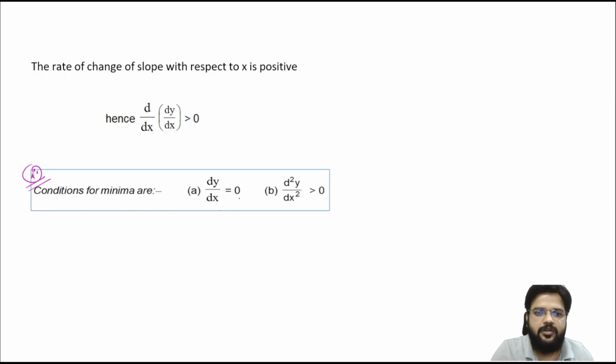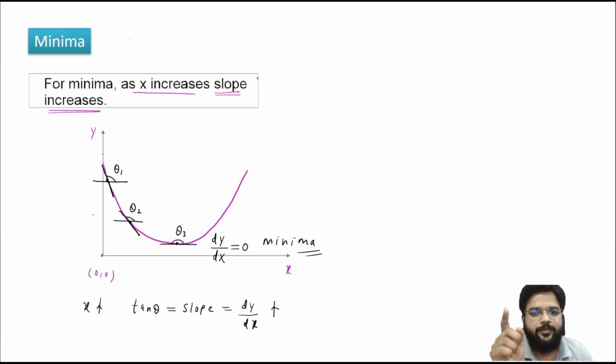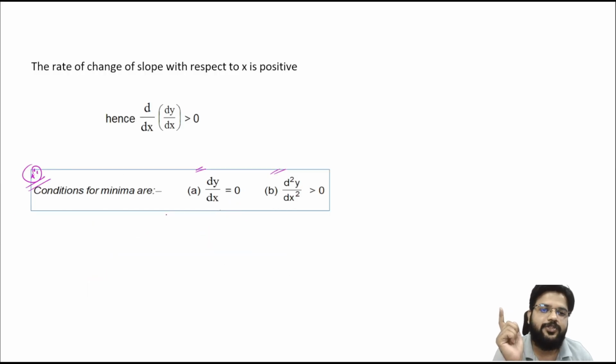Condition for the minima is what? Slope at that point is 0, and rate of change of slope should be greater than 0, everyone. It means it should be positive. Here we know that the rate of change of slope is positive. It is increasing continuously if x is increasing, correct? That's why it should be greater than 0.